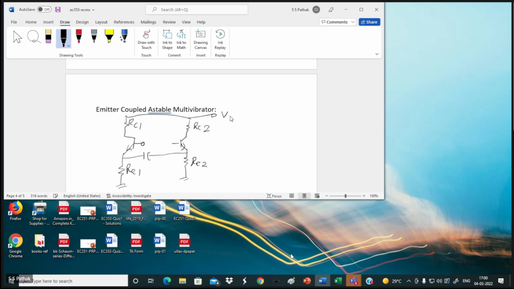This is my VCC supply. What is the coupling? This is coming and getting connected to the base directly. So this becomes our astable multivibrator. So circuit assembly is very simple. And here what happens? This is your active.